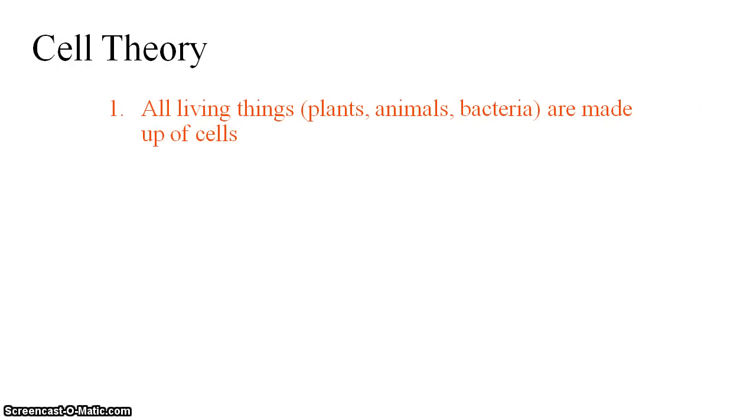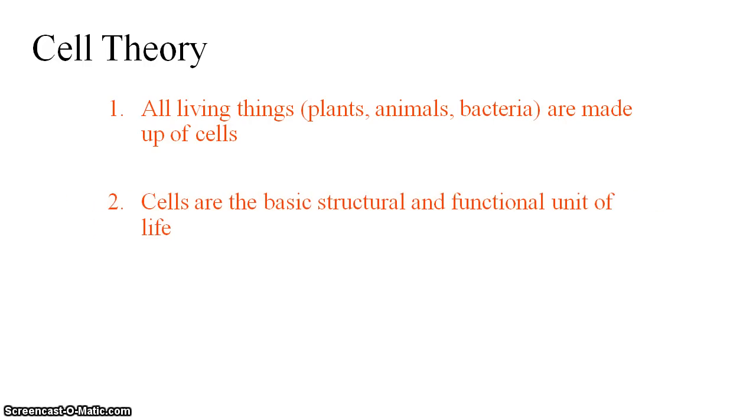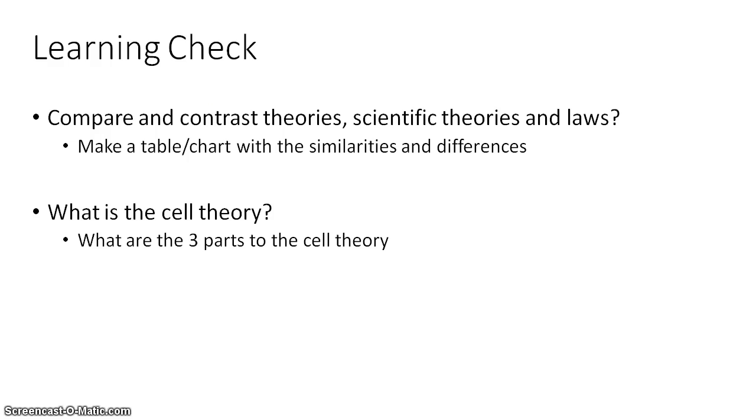Now we're going to get to the actual cell theory. The first part of the cell theory is that all living things, plants, animals, bacteria, all of it, are made up of cells. Second part, cells are the basic structural and functional unit of life. And the last part, which I don't know why it has a 1, sorry, that should be a 3, is that cells only come from pre-existing cells.